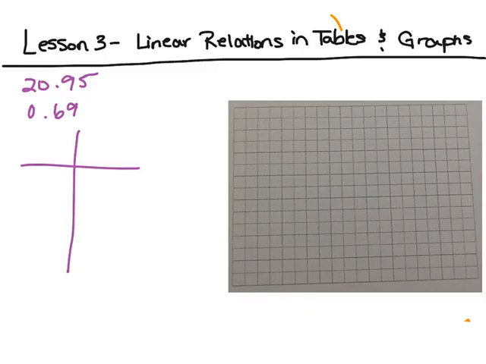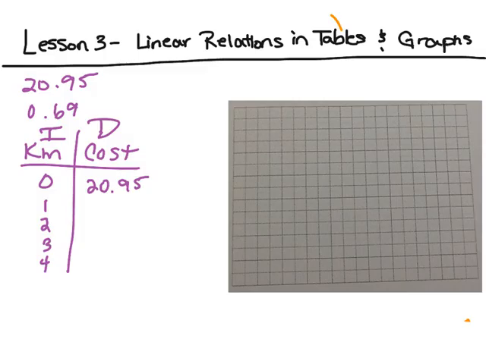So our cost is our dependent. It depends on how many kilometers we go, which is our independent. At 0 kilometers, you're spending $20.95. And then every kilometer past that, you add 69 cents. So add 69 cents to $20.95 and you should get $21.64. Plus another 69 cents is $22.33. The next is $23.02.